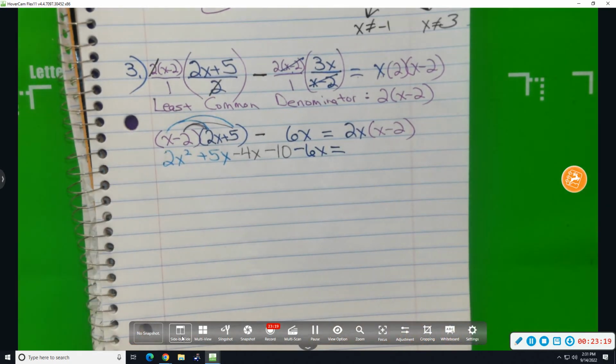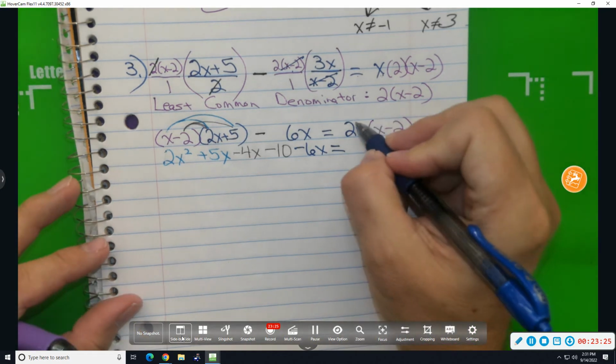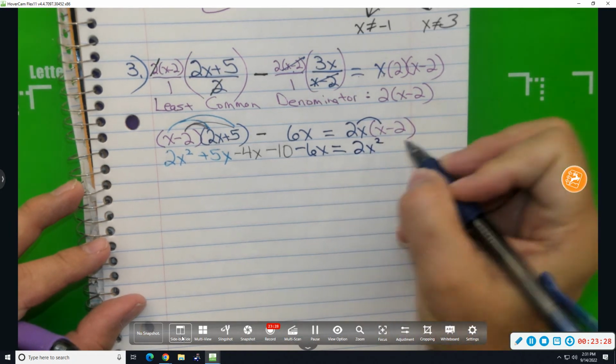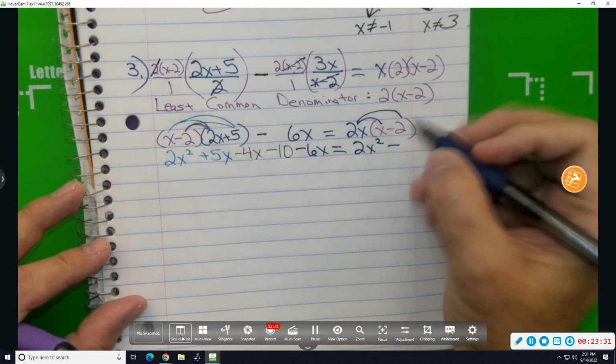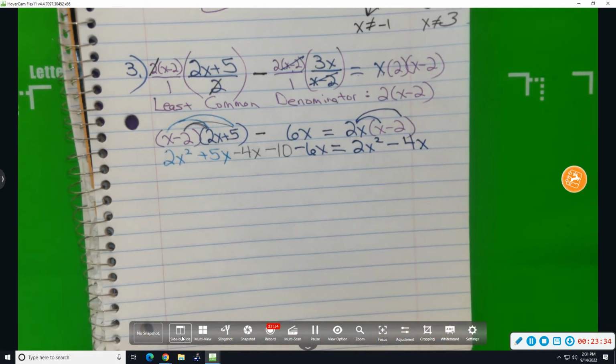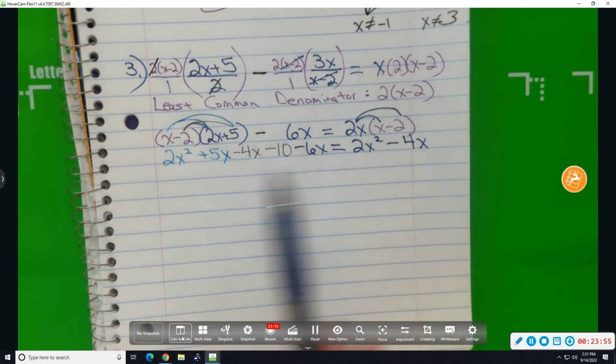Equals, what have we got on the right? Okay, so you're distributing 2x squared, keep going, minus 4x. I agree. Well, when we look at this, it's quadratic. I see x squares, but wait a minute. Is this really going to be quadratic? We have x squares on the right and x squares on the left. Why don't we try to get all the x squares combined on the same side?